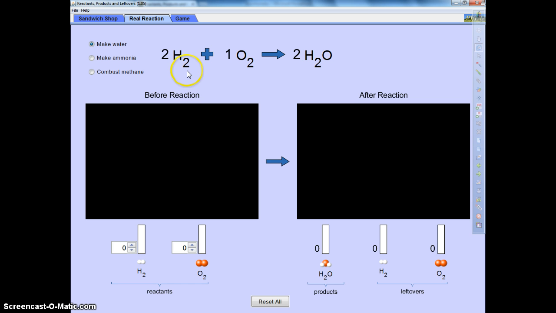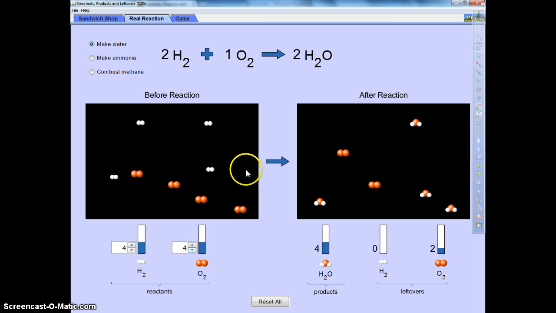So I know I have hydrogen and oxygen that I have to put together, and the recipe for this is 2 of these hydrogen units and 1 of these oxygen units. So if I just add in some hydrogens and some oxygens, let's do 4 and 4. Here's how I can think about this. I know for every 2 hydrogens, I'm going to use up 1 of these oxygen units.